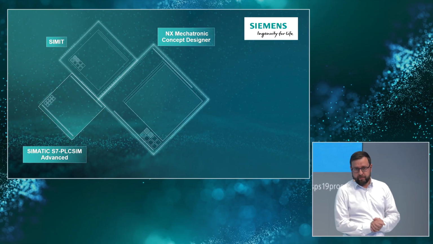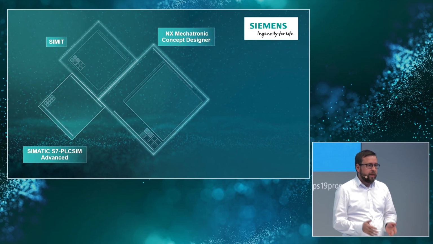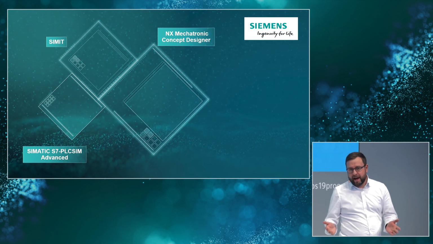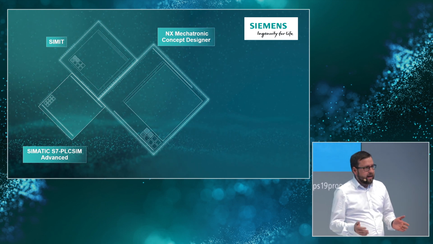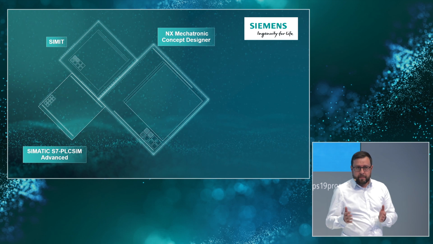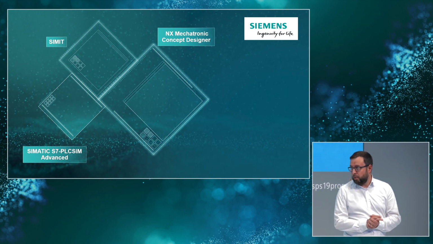But Matthias, can you please give us some insights behind that solution? Of course, with pleasure. So, in detail, our solution consists of 3 software packages. But why 3? To simulate a machine in the virtual world, you have to map 3 essential parts of the machine to the virtual world. That means the automation, the electrical behavior, and also the mechanics of a machine. And this is exactly what PLC Sim Advanced, SIMIT, and NX Mechatronic Concept Designer do.